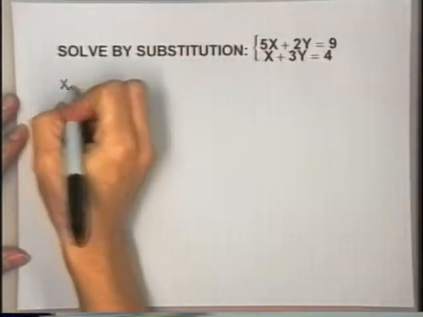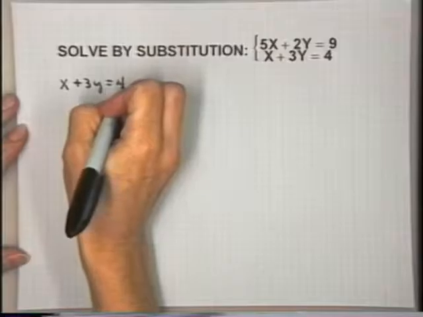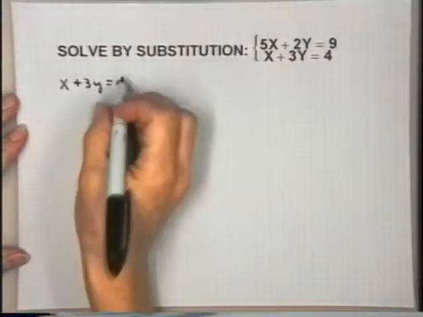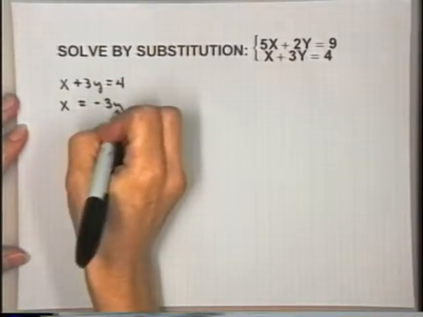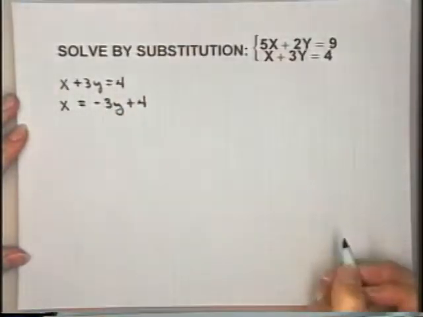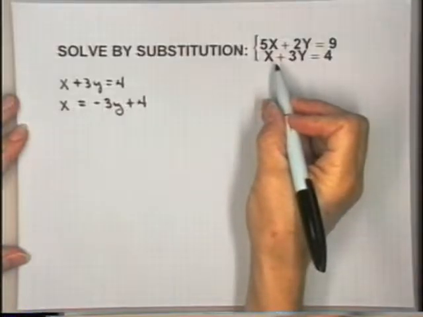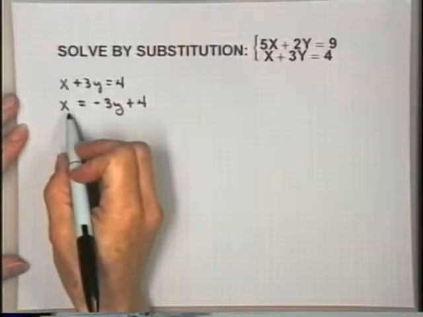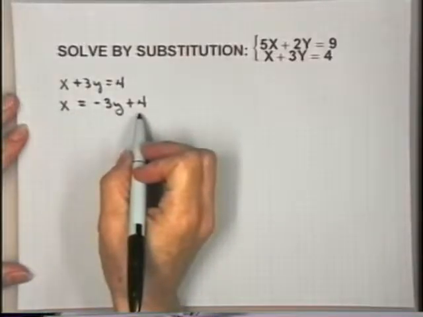So let's take this second equation, x plus 3y equals 4, and we're going to solve for x by subtracting that 3y. So x will equal negative 3y plus 4. So that is our first step. We've solved one of the equations for one of the variables. Now, for the second step, we will substitute this expression that we've gotten into the other equation.